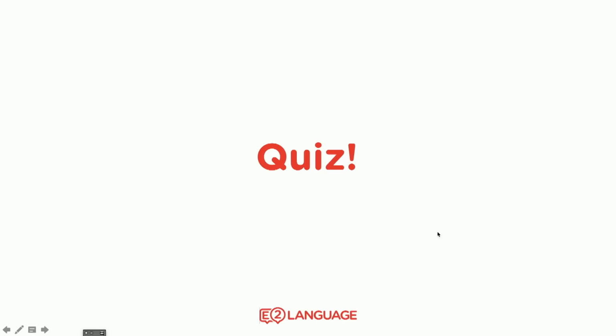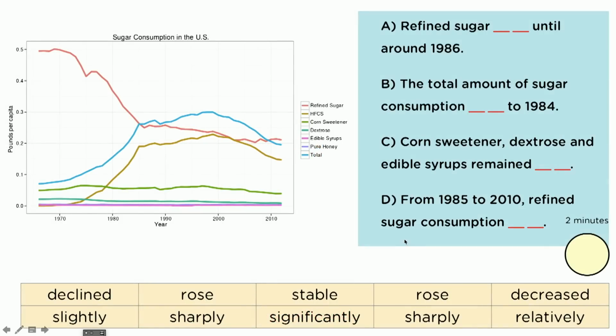All right, it's quiz time. I want you to do a little quiz. This will take you 2 minutes. Please do it. You're going to have 2 minutes to choose a verb and an adjective from down here to complete the sentence. In order to complete the sentence, though, you'll actually have to understand the graph.